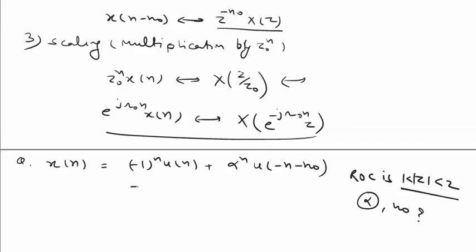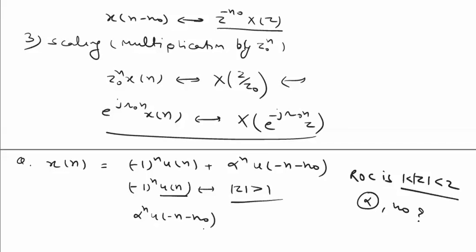From first expression, ROC of this term is greater than 1 because it is causal. Second term, u of minus n minus n naught, is responsible for less than 2, the second portion of the ROC. First portion comes from this, second portion comes from this expression.